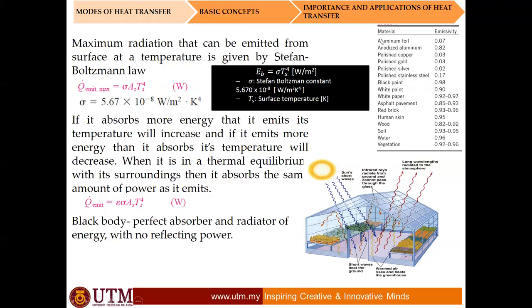That's why in most construction, especially when building a roof, you put aluminum foil underneath the roof, because it has very low emissivity. If you plug that in here, the absorption of radiation can be reduced. So in general, a black body is a perfect absorber and a perfect radiator of energy with no reflecting power. A black body is an opaque body which can absorb 100% of radiation and emit 100% of radiation.